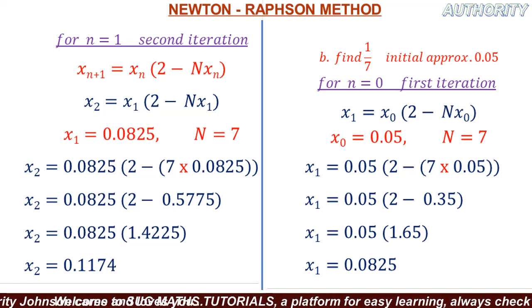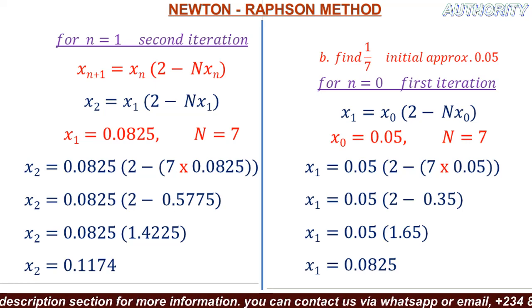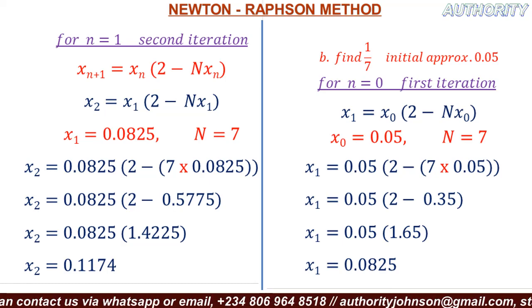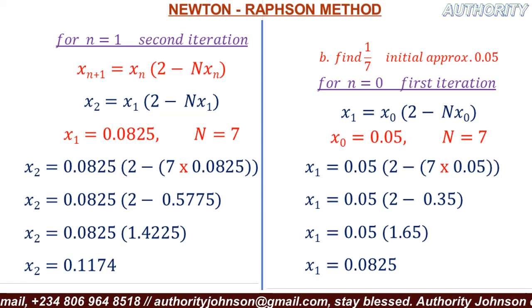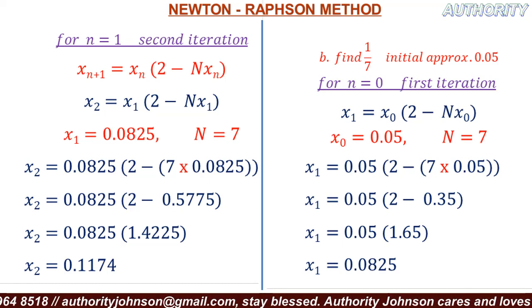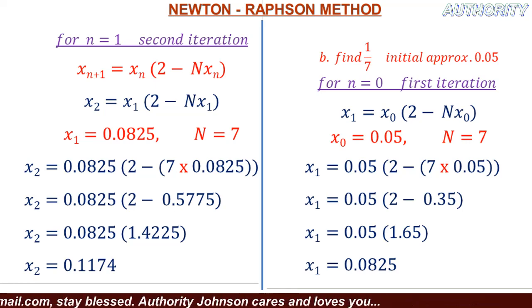You continue like this until you reach the criteria to stop, or the number of iterations you are asked to perform, and then you stop. This is how to use Newton-Raphson to derive the formula for finding the inverse of a positive number. We derived the equation and also put it into practice: we used the equation to find the inverse of 7, and we performed 2 iterations. So this is all for this.